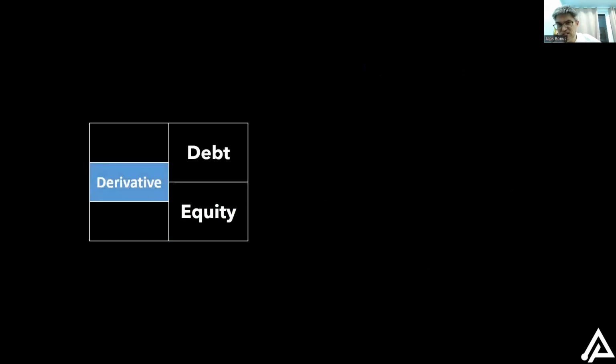The next type of financial instrument would be derivatives. Now, derivatives could be an asset or a liability, or in certain cases, it could also be an equity instrument. That's why derivatives is another category of financial instrument altogether.